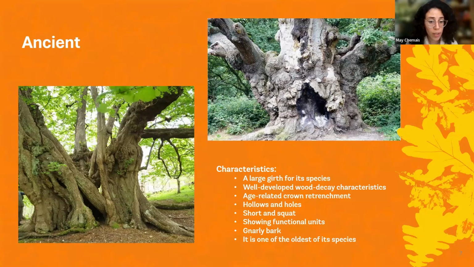It's typically hollow. Most ancient trees will have hollows, whether you can see it from the outside or you can't, and this is very normal. And other things like holes and water pockets will grow and form.